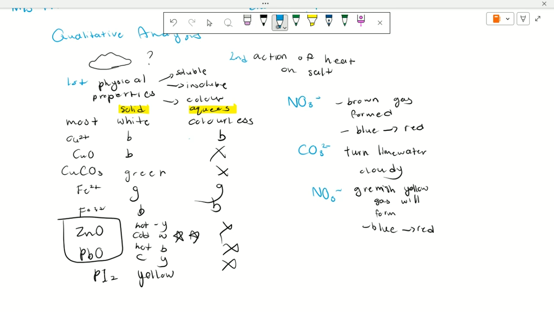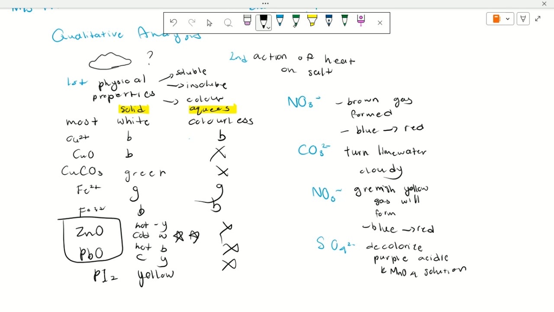And then for sulfate salt, what will happen if we heat it up? We heat the sulfate salt. It will decolorize. This is how you spell it. Decolorize purple acidic KMnO4 solution.